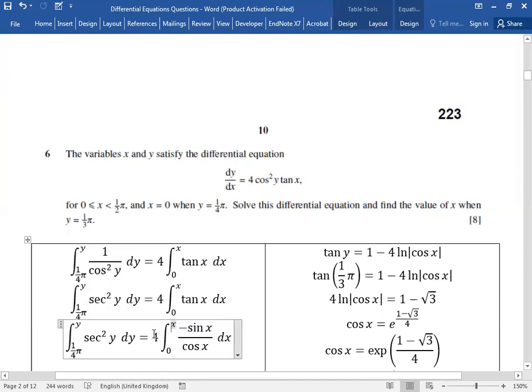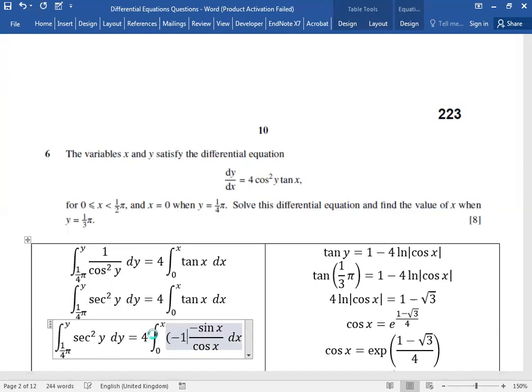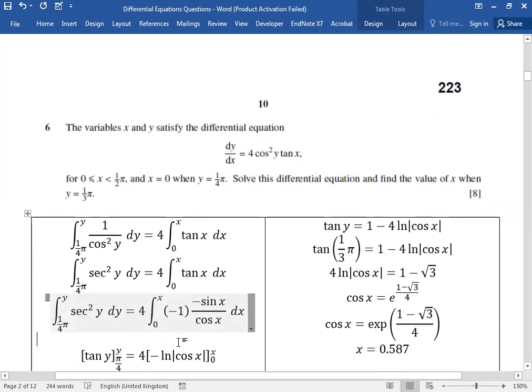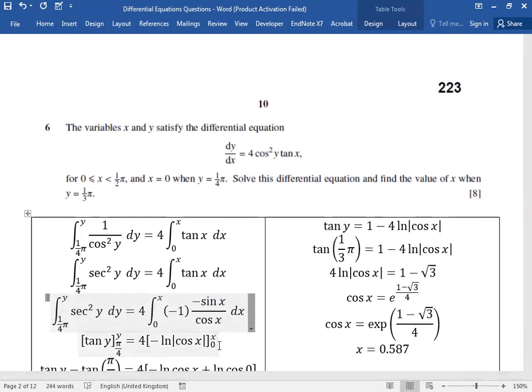ये लो. अब सही है? सही है? cos x in the denominator and its derivative in the numerator. This part, the integration becomes ln cos x, and obviously वो negative है, so it's a multiply. Okay, this is what we get.